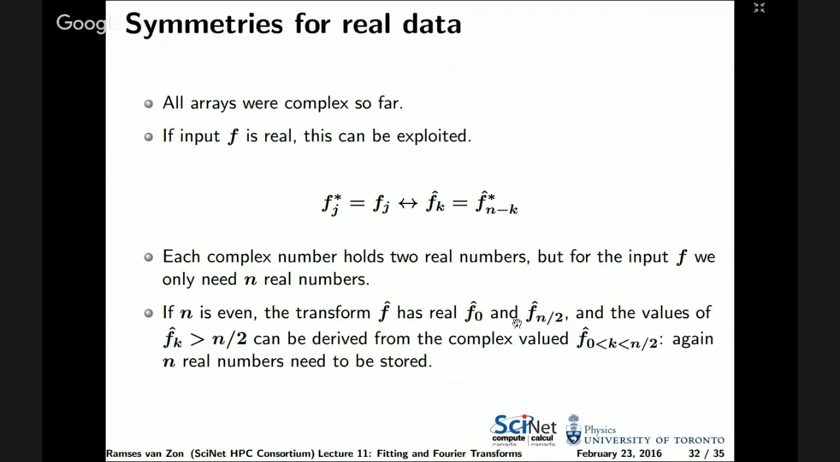If you have real data, as we had, it turns out that translates into a symmetry for your Fourier transform, and you can exploit that by storing fewer numbers. So if I have real data, I don't have to store the imaginary part of my signal, right? So I should be able to just give it real data. But then I still get a complex value back because it's a complex Fourier transform. Using this symmetry, I could basically throw out half of those and say, well, I already know they're the complex conjugates of the original ones. So real Fourier transforms of real data use a compacted form of the data. There are different ways to do that, but this is the symmetry that it is based on.